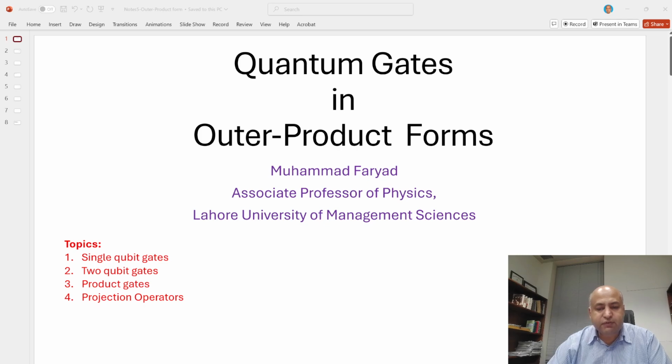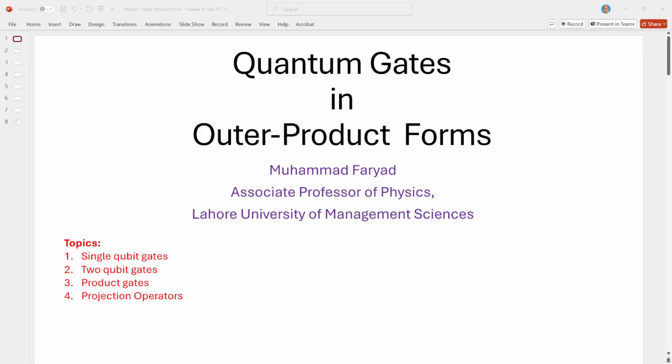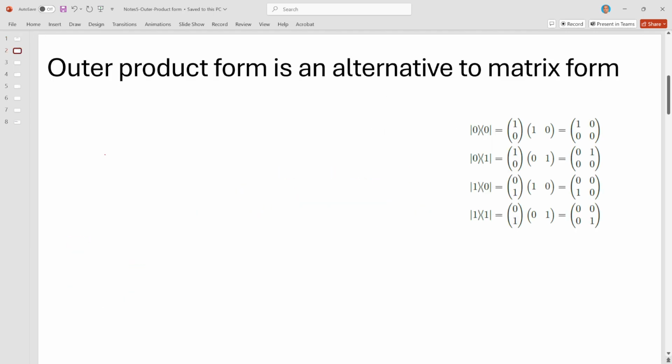So in this lecture, I will revisit single and two qubit gates that we discussed in the last lecture, where we worked with them as matrices, and we will now introduce the outer product form and express them in the outer product form. And also towards the end, I will introduce projection operators, which are helpful when we are dealing with measurements. So let's start with the definition of the outer product form, and then we will express the single qubit and two qubit operators in the form of outer product.